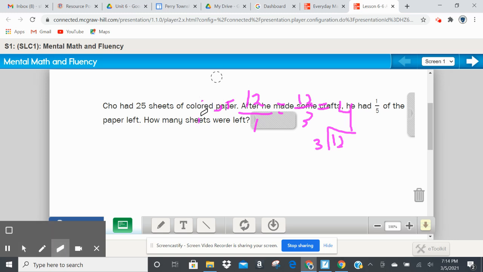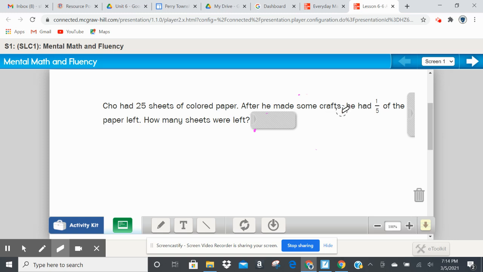So for the second one, we have Chow has 25 sheets of colored paper. After he made some crafts, he had 1/5 of the paper left. Go ahead and find how many sheets he has left. So we are finding what is 1/5 of 25.